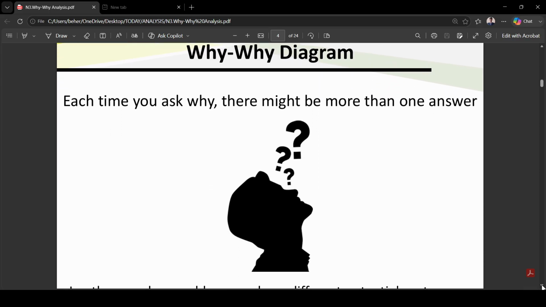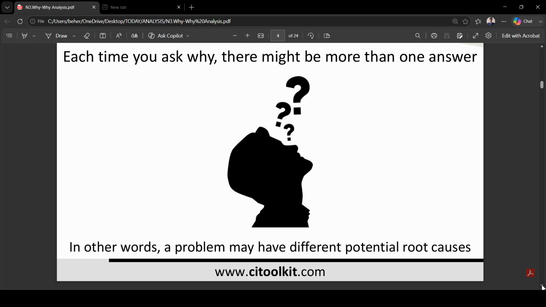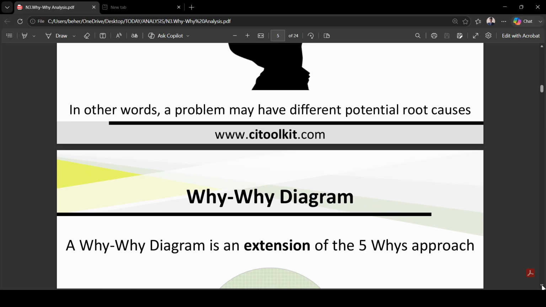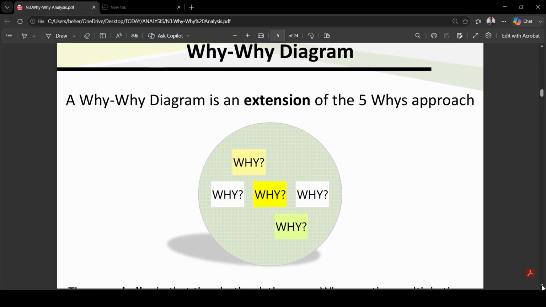Then the why diagram. Each time you ask why, there might be more than one answer. So in other words, a problem may have different potential root causes. See that image, Why-Why diagram.